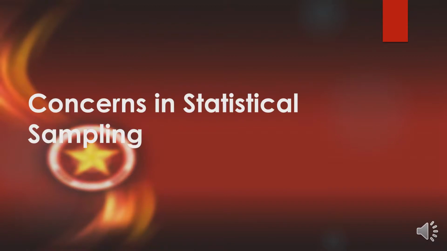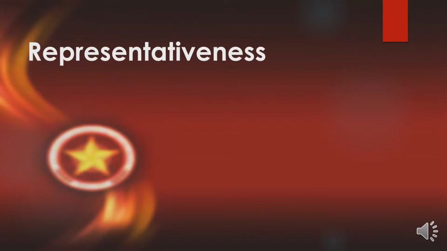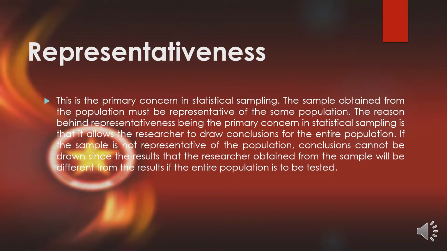There are concerns in statistical sampling. The first concern is representativeness. This is the primary concern in statistical sampling. The sample obtained from the population must be representative of the same population.